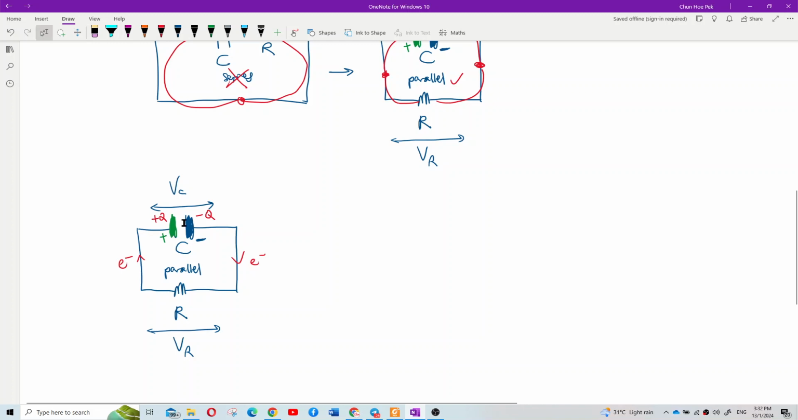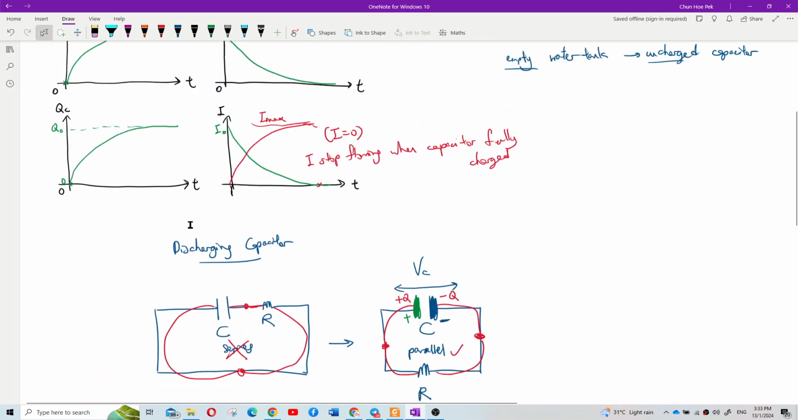Now become what? The electron becomes clockwise. Can you see that? Why is the electron now clockwise? Because there is no battery anymore. Now the positive plate is connected directly to the negative plate. So of course the positive plate will attract electrons from the negative plate, and so electrons will come out from the negative plate and then neutralize the positive plate.